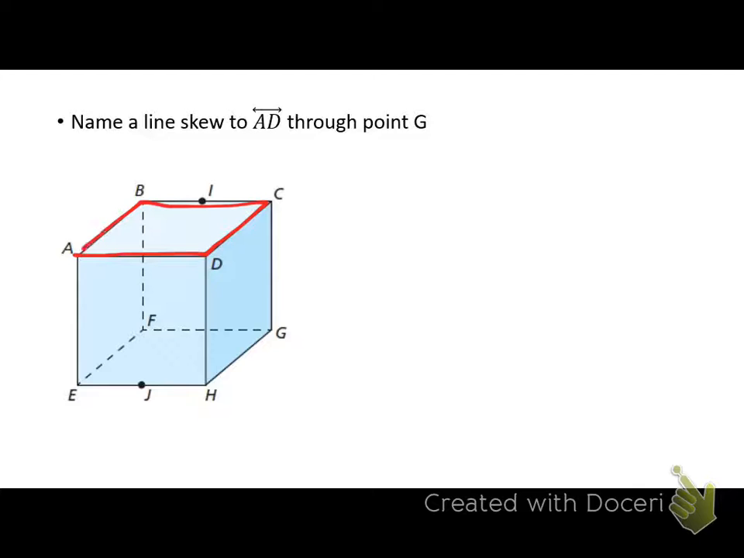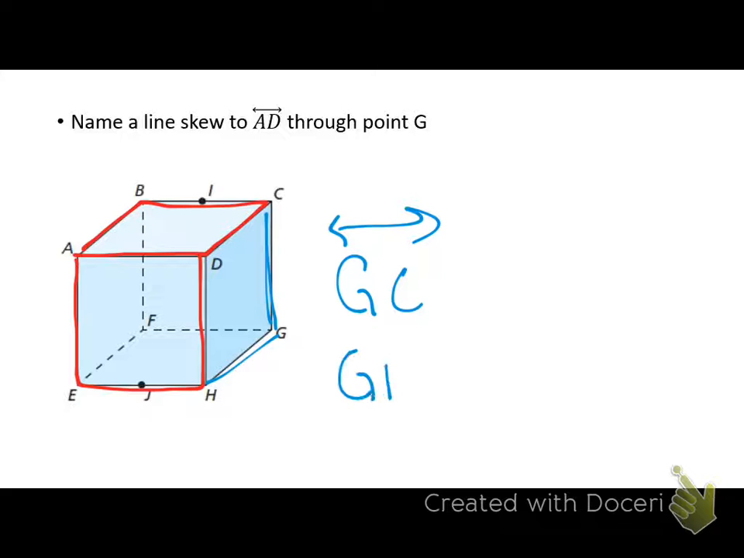Skew means they're not on the same plane and they don't intersect. So literally, these are the 2 planes that AD is a part of. You could have said GC, but you need the arrows above. You could say GH, but you need the arrows above. Or you could say FG, and again, you need the arrows above. So 1, 2, 3.